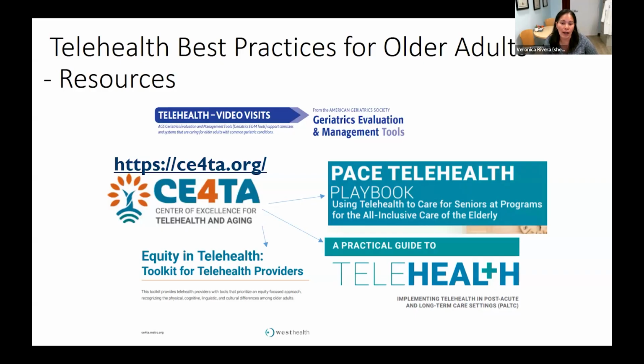There are guides, resources to doing telemedicine in multiple settings, long-term care settings, in PACE, or the Program for All-Inclusive Care of the Elderly, in addition to references for those doing this work in the outpatient setting. And there's also some great materials on thinking about equity and making sure that our telehealth services for our seniors are accessible and equitable.